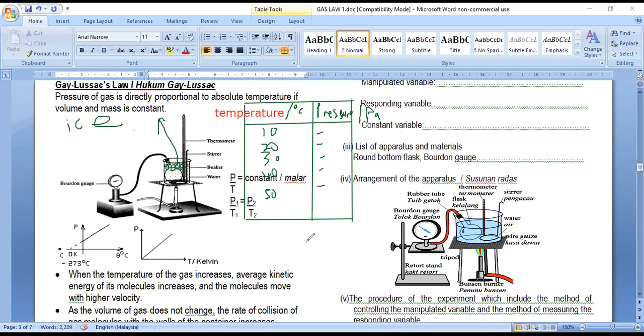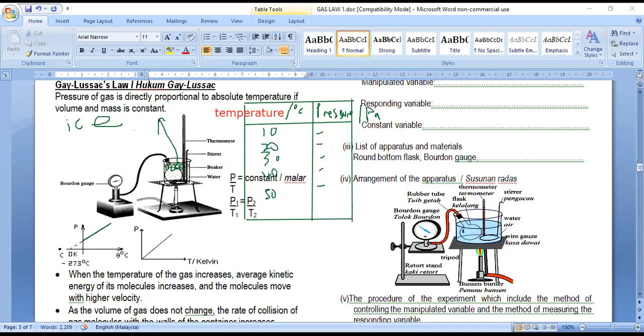Now after doing that, when you plot the graph of pressure against temperature in degrees Celsius, you see that the graph increases linearly. So this one I call it increases linearly, meaning at 0 degrees Celsius there is still pressure.